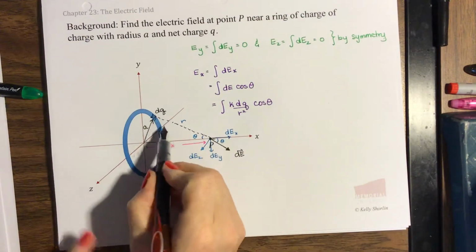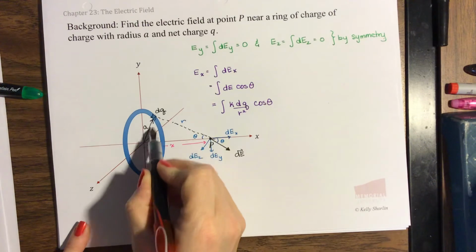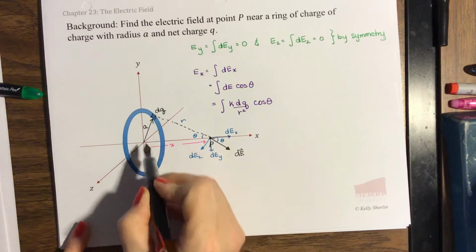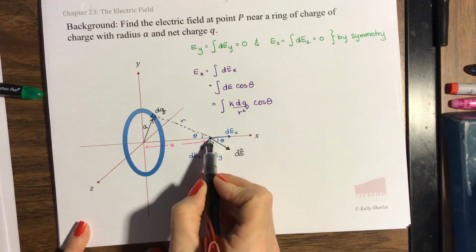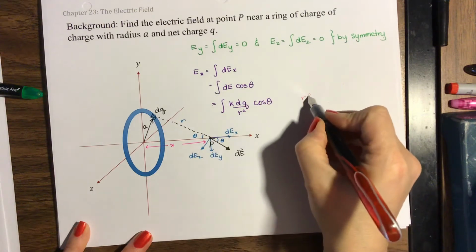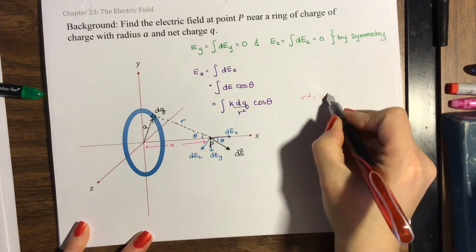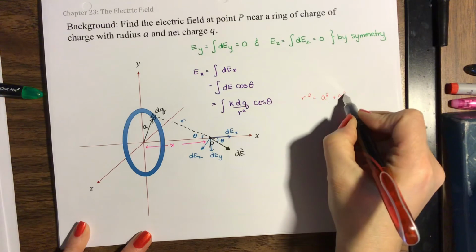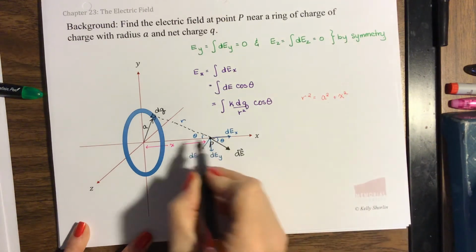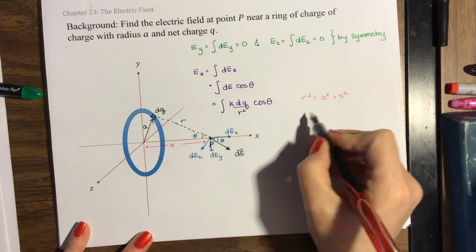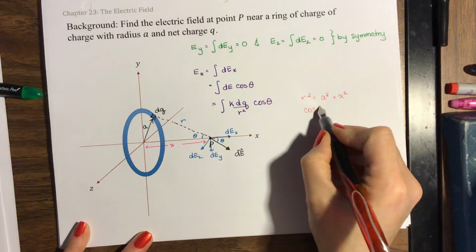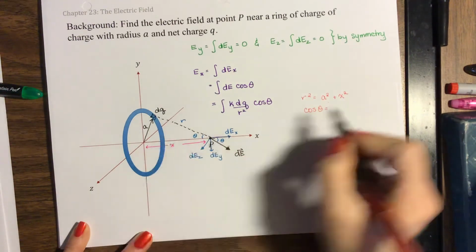Okay, so r is the hypotenuse of a right angled triangle where the two legs are the radius of the ring and our distance to our point. So r squared is equal to a squared plus x squared. Cosine theta is adjacent over hypotenuse, so cosine theta is equal to x over r.